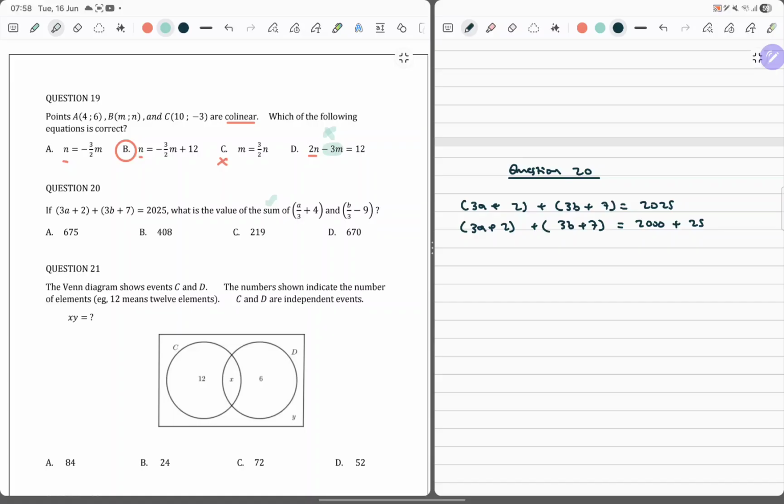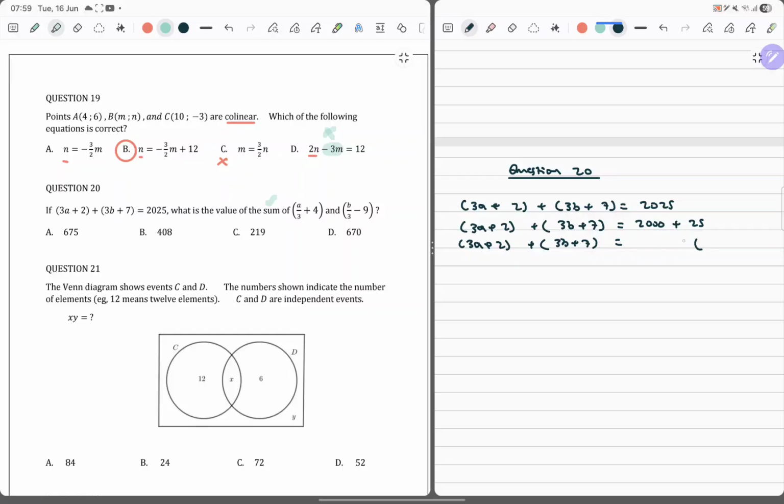For the 25, I want 7 to be involved. What number can I multiply by 3 and add 2 to get it? So what is it? It's 3 times 6, which is 18, plus 7. Yeah, that's the one. So 3a plus 2 plus 3b plus 7.